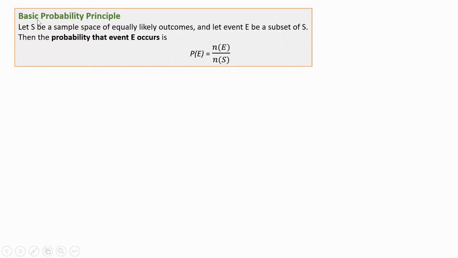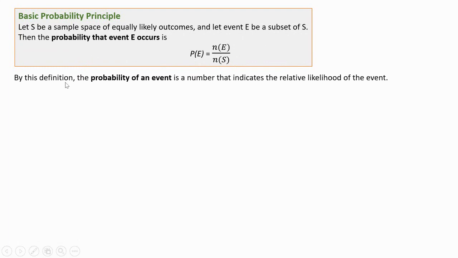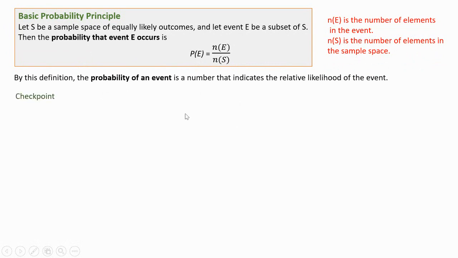Okay, now here's the basic probability principle. You see, guys, here is the number in the event, and here's the number of the sample space. That's the probability of the event to happen. Okay, let's read the definition. Let S be the sample space of equally likely outcomes, and let the event E be a subset of S. By the definition, the probability of an event is a number that indicates the relative likelihood of the event. The number of E is the number of elements in the event, and the number of S is the number of elements in the sample space.